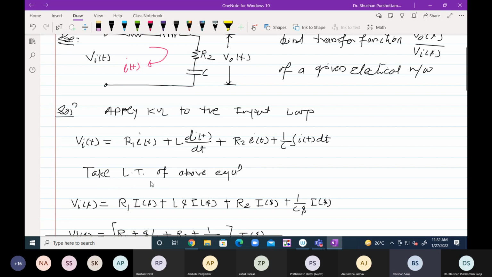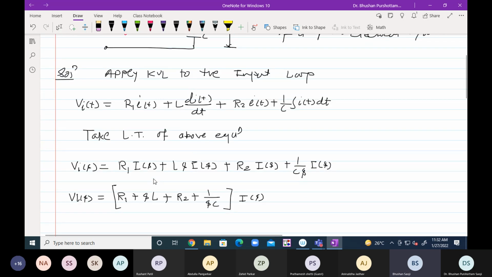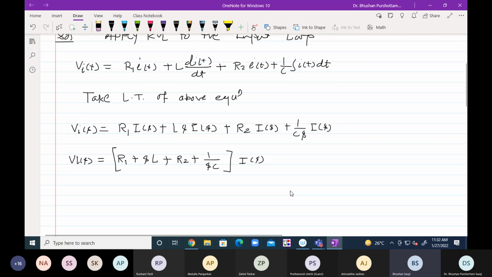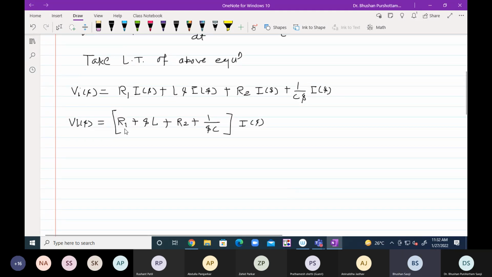Now we will take the Laplace transform of the above equation. So the Laplace transform becomes Vi of s equals R1, which is constant, and I of t becomes I of s, plus L into d by dt becomes s, so L into s, plus I of t becomes I of s, plus R2 into I of s, plus 1 by C constant, so as it is, and integration becomes 1 by s. So this becomes 1 divided by C into S multiplied by I of S. Now we will take I of S common. So we have the equation Vi of S equals R1 plus S into L plus R2 plus 1 over S into C multiplied by I of S.